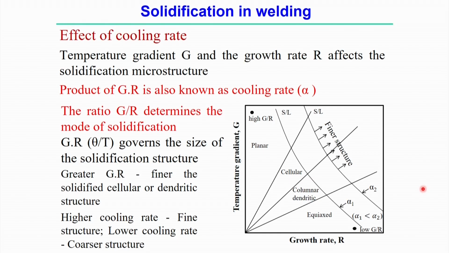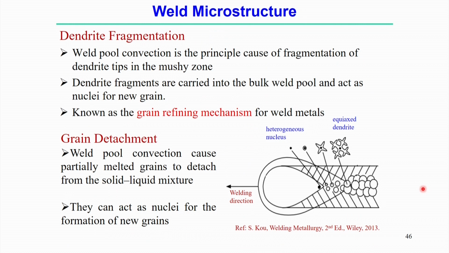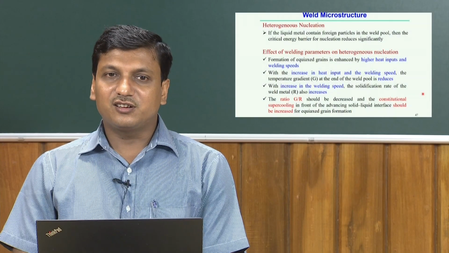from here you can see if the G by R ratio is very high, then it promotes a planar kind of solid interface, or if the G by R ratio is low, that means a low value of G by R ratio actually promotes the equi-axed structure. So, in this case, if we have a low value of the G by R ratio, it promotes the equi-axed grain structure.